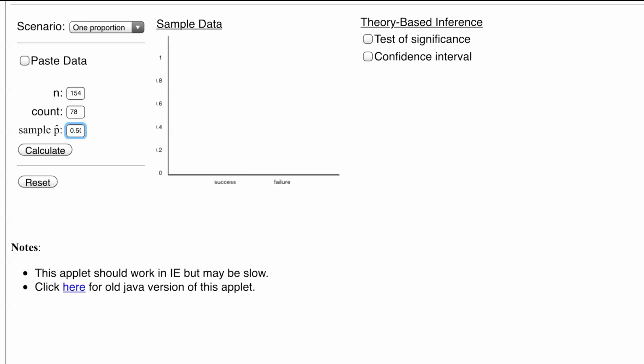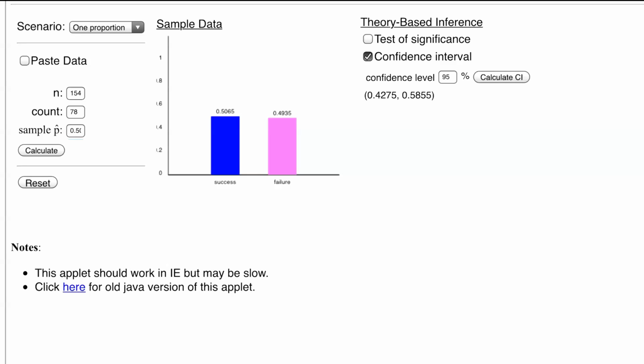Once you click out of that, then the sample p-hat comes in automatically. If you're not given a count and you only have the sample p-hat to go by, then you can go ahead and put the sample p-hat in and the count will come in automatically. Now, you can click calculate. That just gives you a little bar graph that shows you what proportion of the sample were successes and what proportion were failures. Success here is correctly identifying the flavor, and failure is not correctly identifying the flavor. But what we're interested in is the confidence interval.